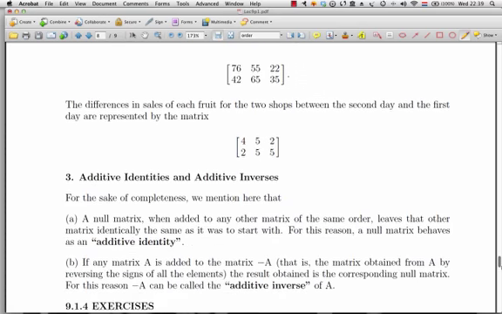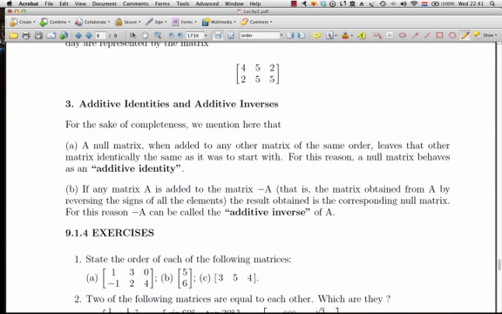Not very shocking. Well, to make everything complete, I have to mention two other things. Something called the null matrix, which is simply a matrix consisting of only zeros and so on. And of course, if I have some kind of matrix with numbers and I add the null matrix, nothing changes. So A plus 0 equals A.